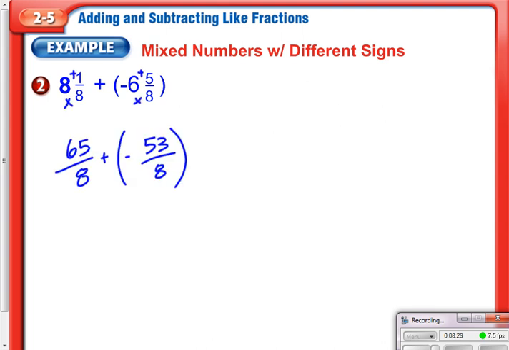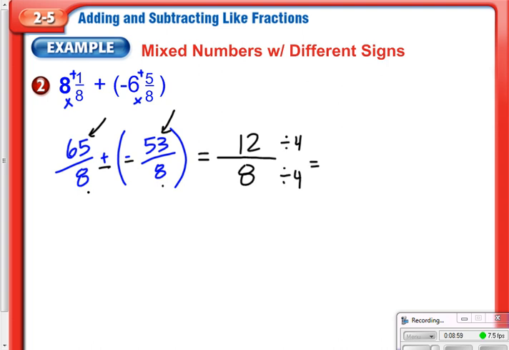After our converting into improper fractions, we have 65/8 plus negative 53/8. Common denominator here is the 8. Now we're going to go ahead and take 65 plus a negative 53. After our computation, we wind up with 12, so we have 12/8. Now this problem, you actually couldn't leave it like that because this can be reduced. We know both 12 and 8 are divisible by 4. So when we divide by 4, we wind up with 3/2.